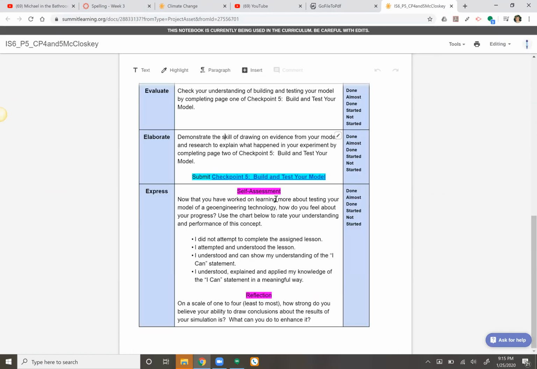At the end, Express, you're going to do a self-reflection on your learning about testing your model of geoengineering technology, and you're going to respond to the reflection question on a scale of 1 to 4, which is least to most. How strong do you believe your ability to draw conclusions about the results of your simulation? And what can you do to enhance it?